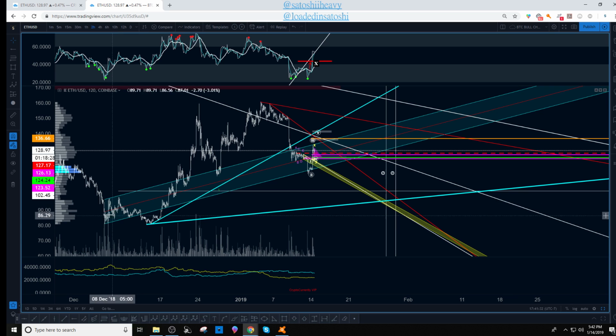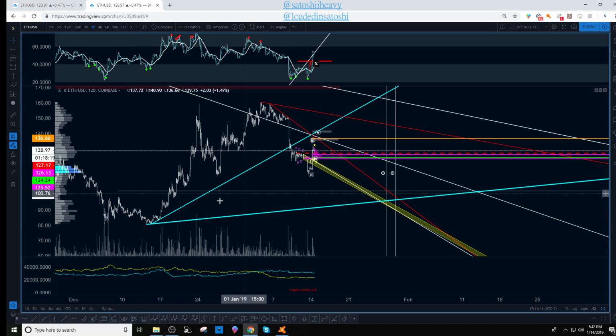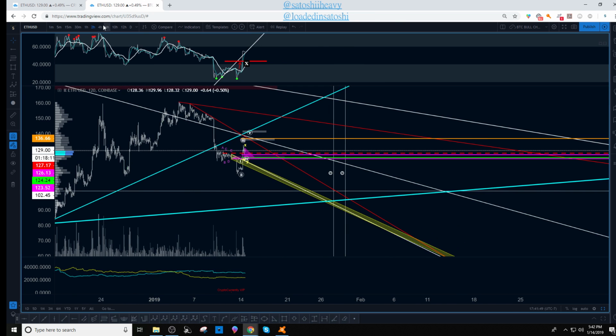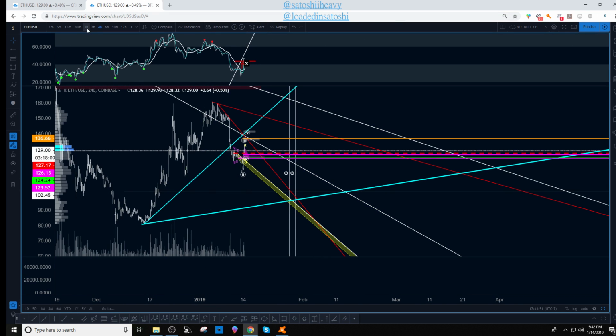Oh, this is our initial bull channel, right? Oh, no, this was something else. Delete that. Anyways. Delete this. Yeah, that's very bullish on the 2 hour. Damn. Right here.